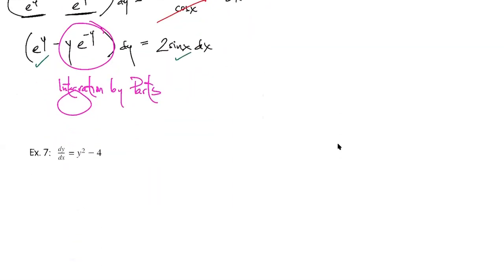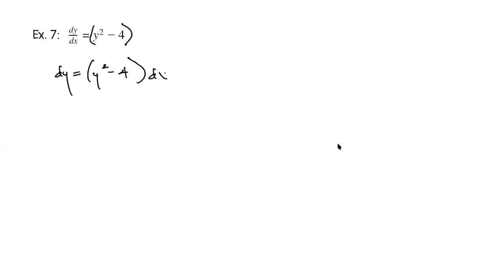All right, let's take a look at this example number 7. At first it might seem like it's not separable, but keep in mind I can take x squared minus 4 as a whole term. I can treat that as a whole thing. So I'm going to multiply the dx to both sides. That'll give me dy equals y squared minus 4 dx. And then I'm going to divide that y squared minus 4 to the other side. So dy over y squared minus 4 equals dx.